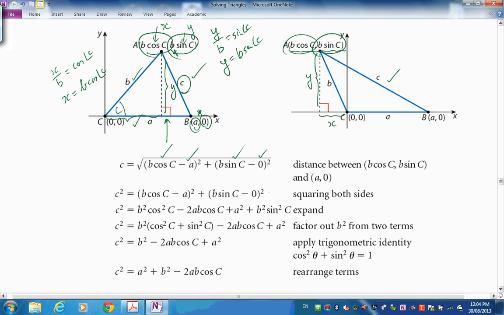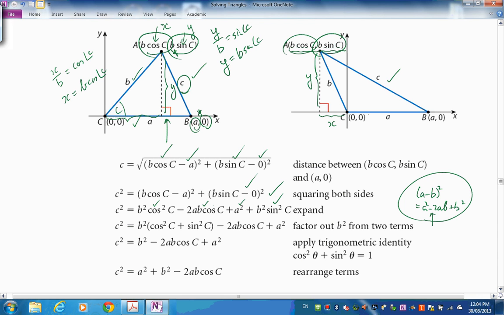Okay, now let's square both sides. Let's remove that root sign. Then if we expand both of the squares now, first term squared, twice the product, second term squared, and then this one is just b squared sine squared c. We're using the idea there of a perfect square. (a minus b) all squared is a squared minus 2ab plus b squared. First term squared, twice the product, plus second term squared. The product here is a negative.